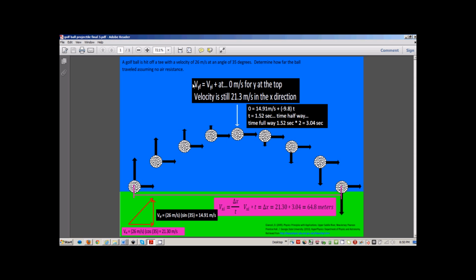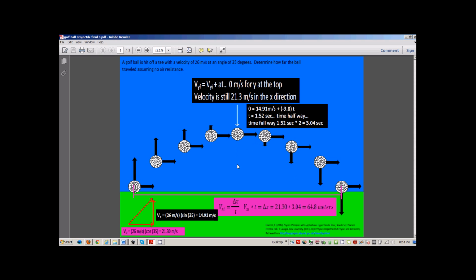And so we'll come up here, and this is looking at right here. This is the equation that we can use to figure out the amount of time that it takes to go halfway, because the final y velocity at the top is 0. And so we can take the initial y velocity, which is right here, 14.91, and place that in there. 0 for the y velocity at the top, plus negative 9.8 times t. So the time halfway is 1.52.